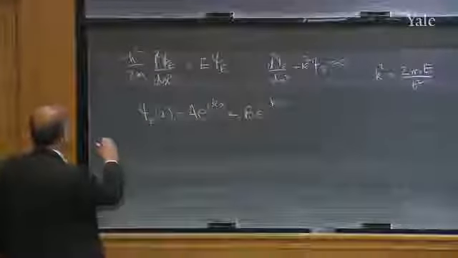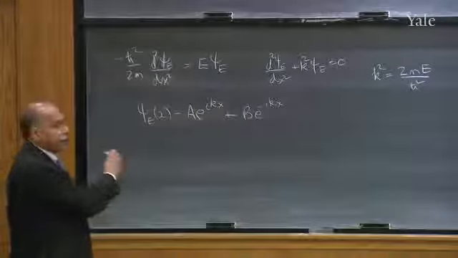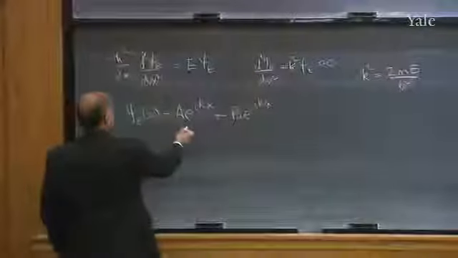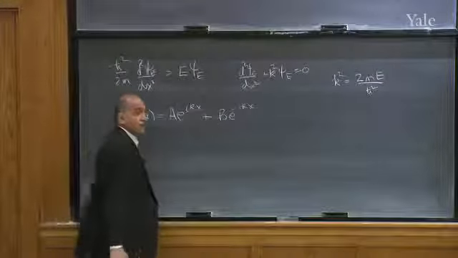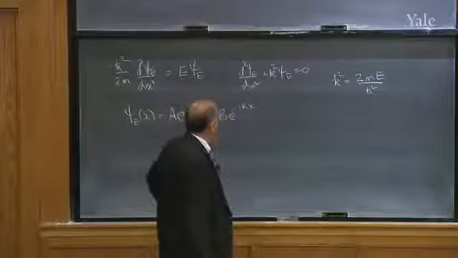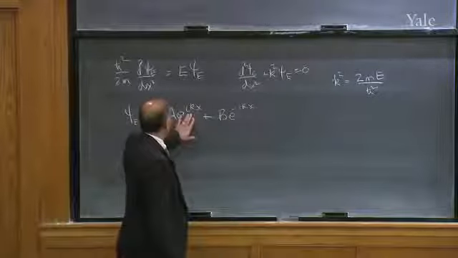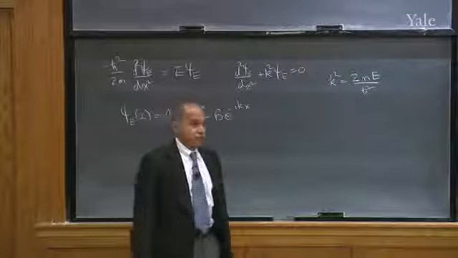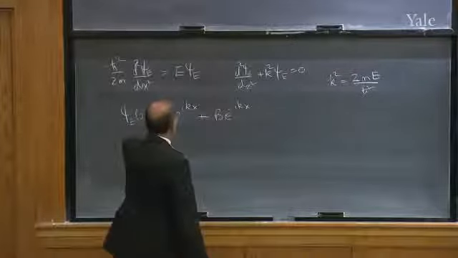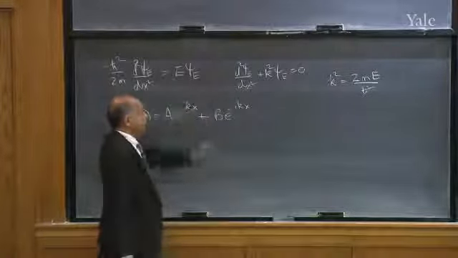You can check that if you took this function and took two derivatives of either this term or that term, both will give you minus k squared times the function itself. Because every time you take a derivative, you bring down an ik or a minus ik. But if you do it twice, it's minus k squared. And a and b are arbitrary right now. There is no restriction coming from that equation.